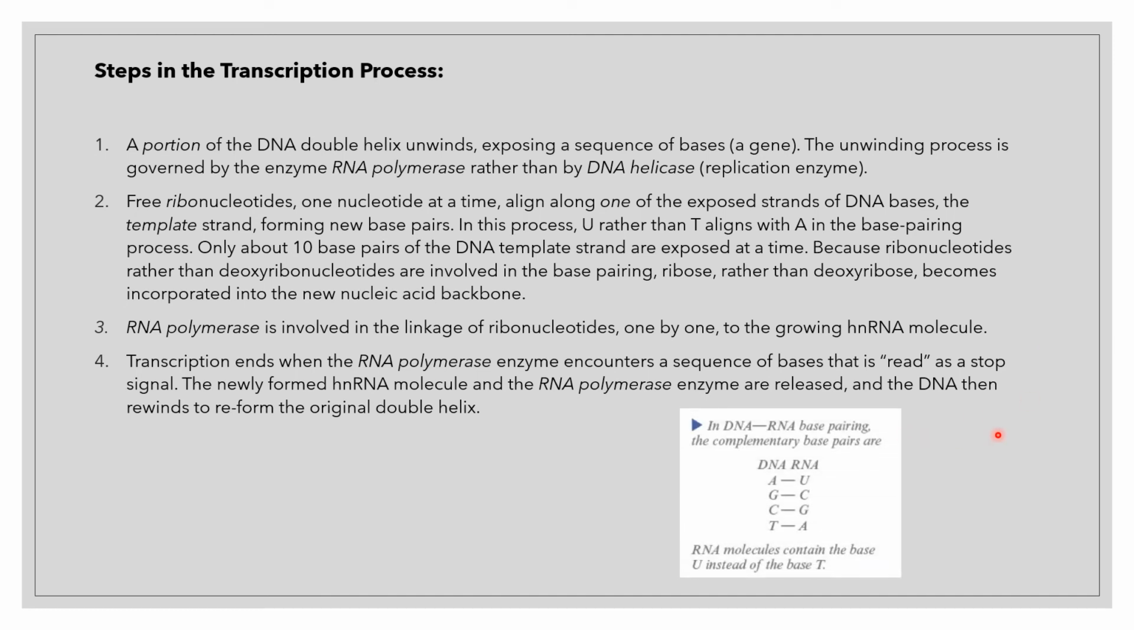And again, in DNA-RNA base pairing, for DNA we have adenine, guanine, cytosine, and thymine. Then for RNA, we have uracil, cytosine, guanine, and adenine. So RNA molecules contain the base uracil instead of the base thymine.